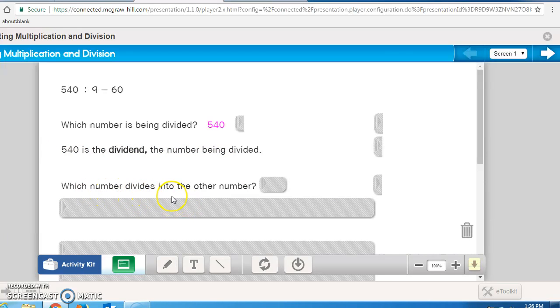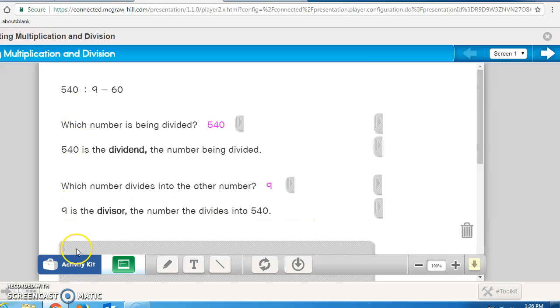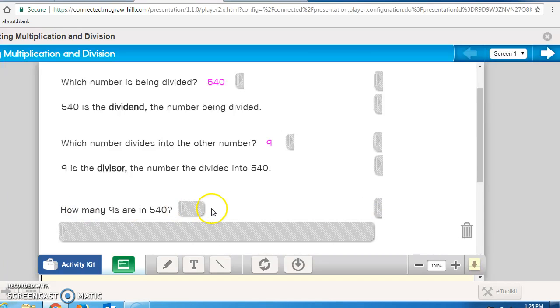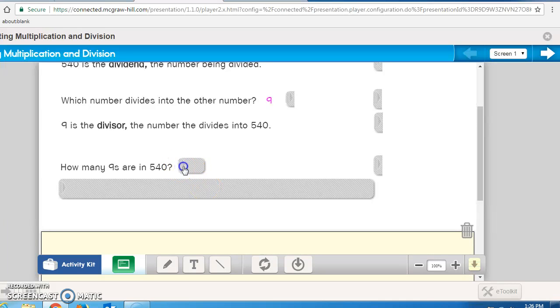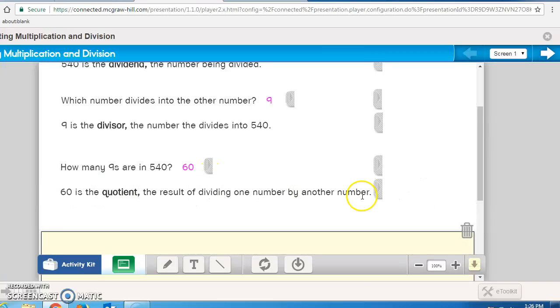Which number divides into the other number? Excellent. 9. 9 is being divided into the other number of 540. So how many 9s are in 540? I hope you remembered because I just did this problem for you. We said it's 60. 60 is the quotient, the result of dividing one number by another number.